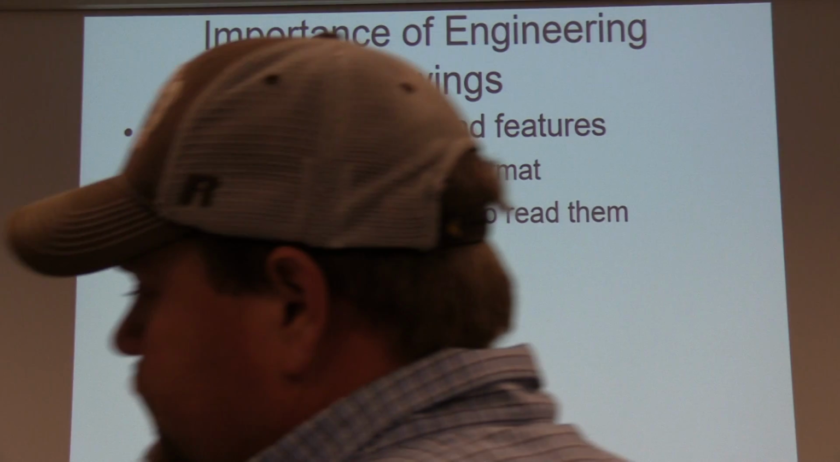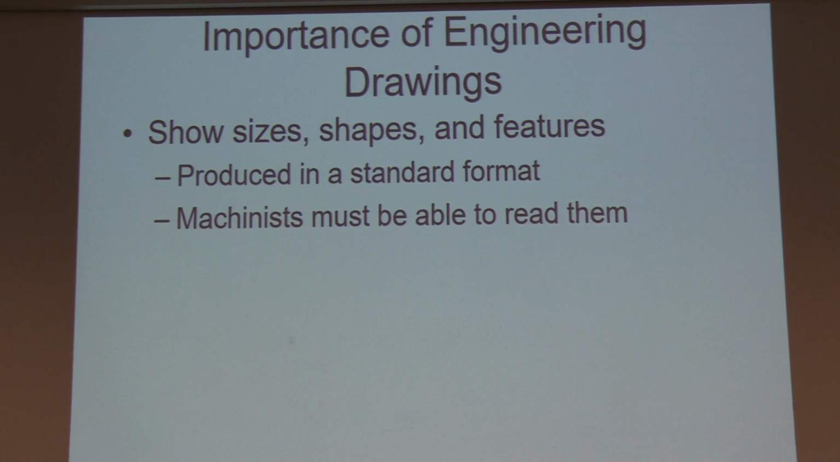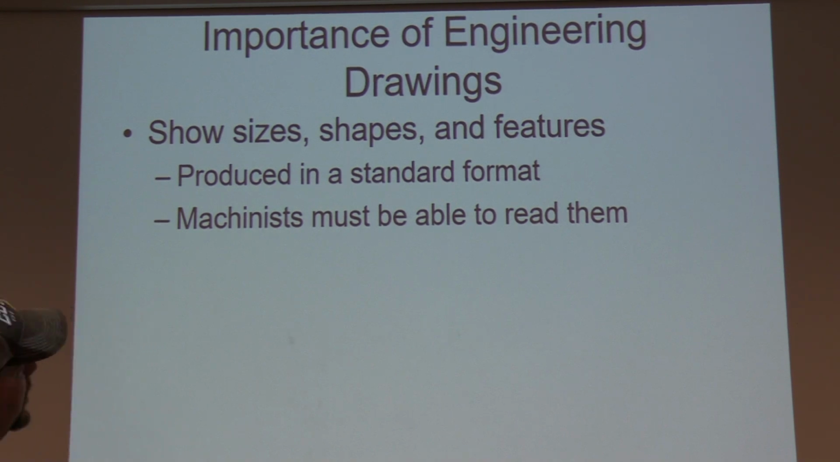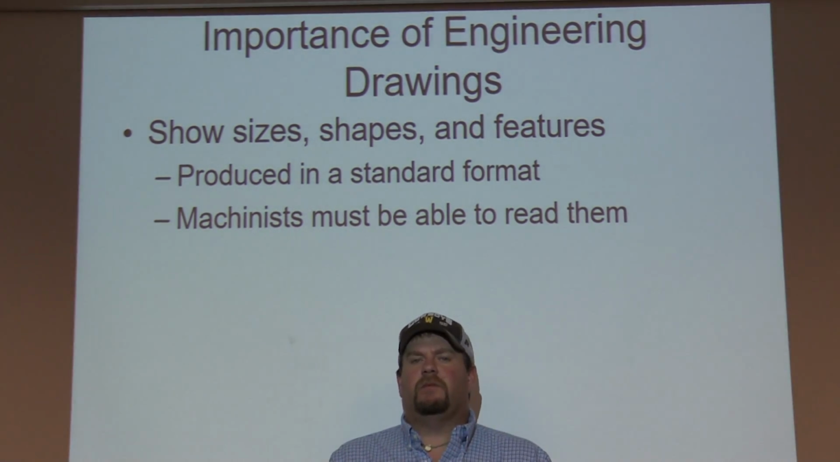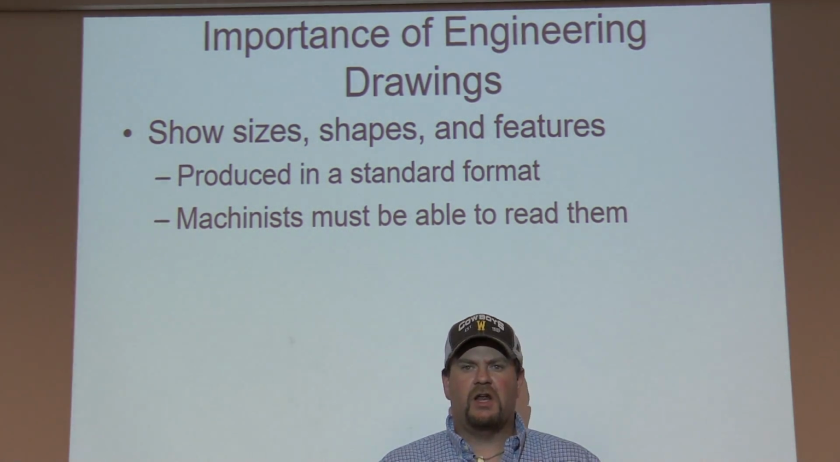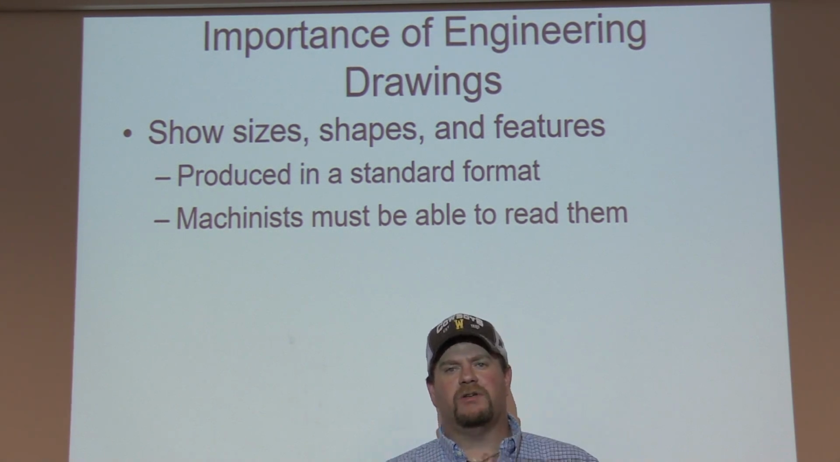So, Section 3, Chapter 1, starts out in the Precision Machining Technology book, roughly page 202. Understanding drawings. Okay, the importance of engineering drawings. They show sizes, shapes, and features produced in a standard format. Machinists must be able to read them. Welders, trades, pretty much anybody that's going to be designing or building to a blueprint, you need to understand how to read the blueprint, the title block, understand the different views, what you're seeing in it, and be able to interpret from it what you need to get out of the part and how to process that part, okay?